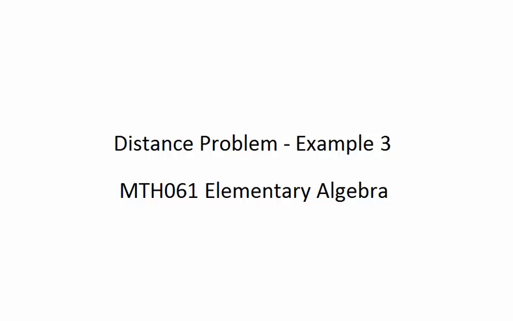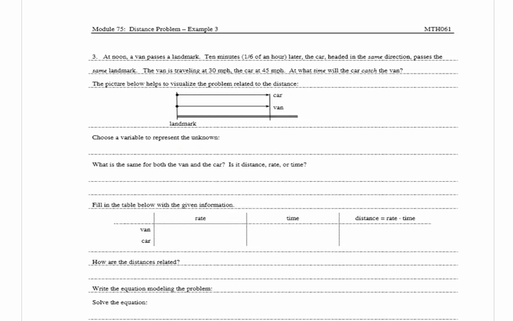In this video, we're going to look at a distance problem. Number 3 says, at noon, a van passes a landmark. 10 minutes or 1/6 of an hour later, the car, heading in the same direction, passes the same landmark. The van is traveling at 30 miles per hour, the car at 45 miles per hour. At what time will the car catch the van?